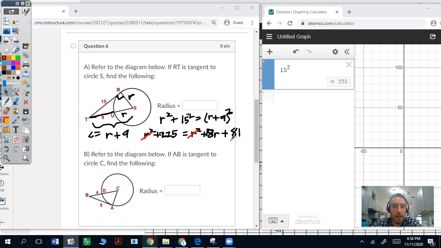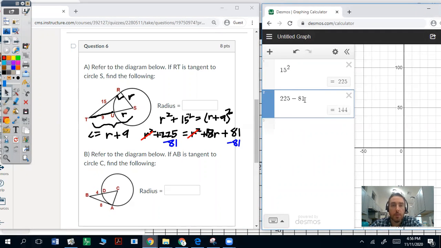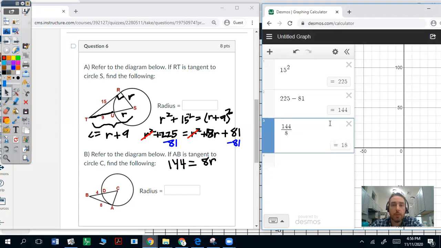So we can subtract the 81 from the 225 and then divide by 18. So we will subtract 81 from 225. So 225 minus 81 is 144. So 144 is equal to 18R. Now you can divide the 144 by 18 and you have your radius. And that's going to be 8. So your radius is 8.